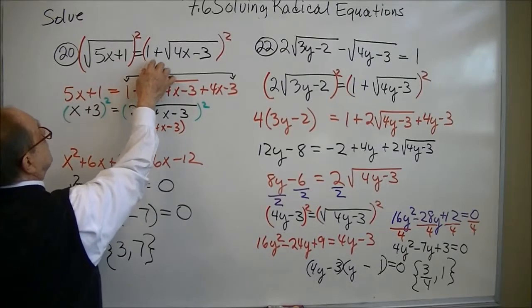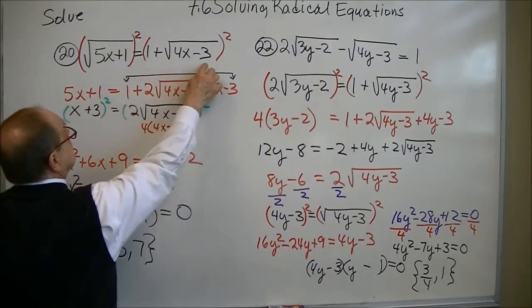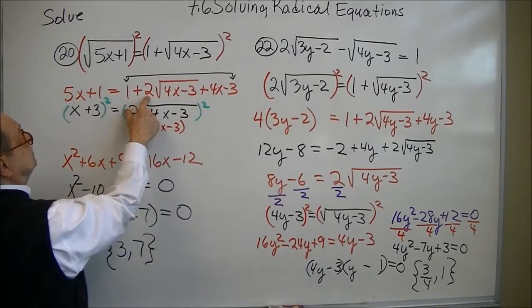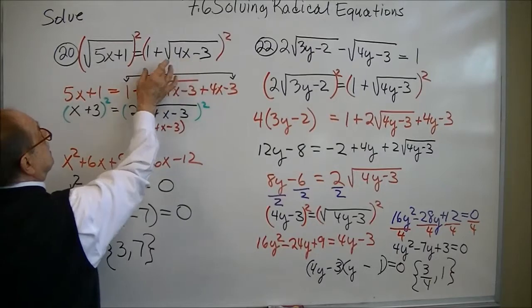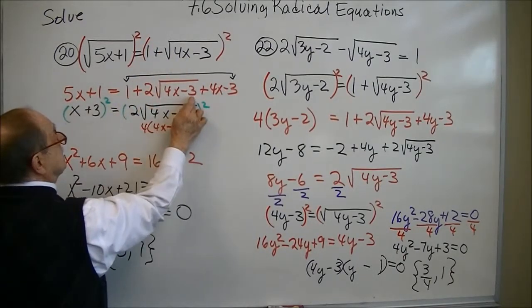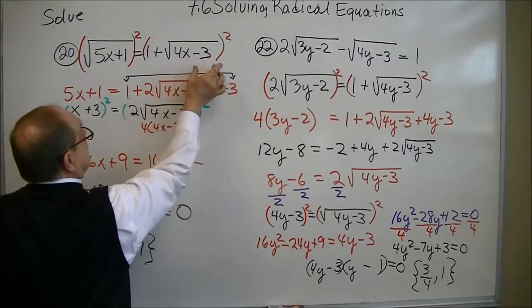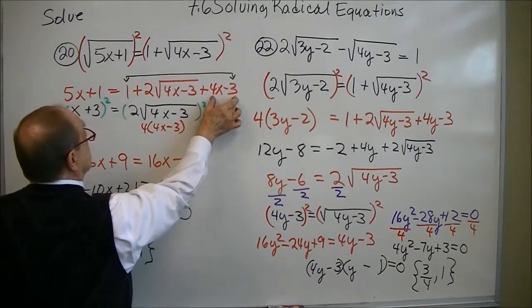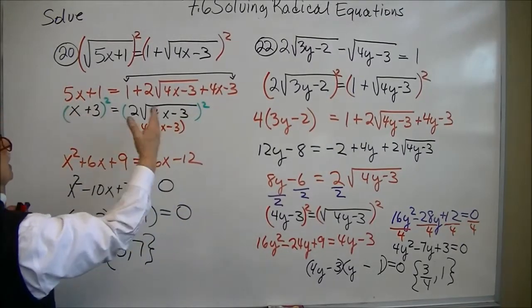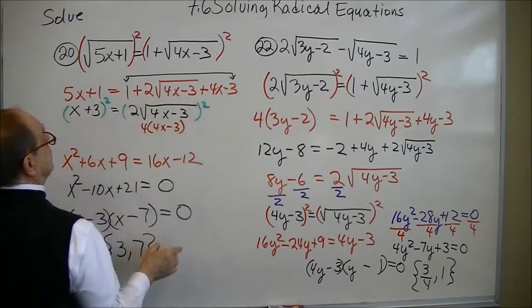We multiplied this term by this term. That gave us a 1 times this radical, and we doubled it. That's where I got the 2. So the middle term, this multiplied double, is this. Then we squared the last term, just became the radicand.